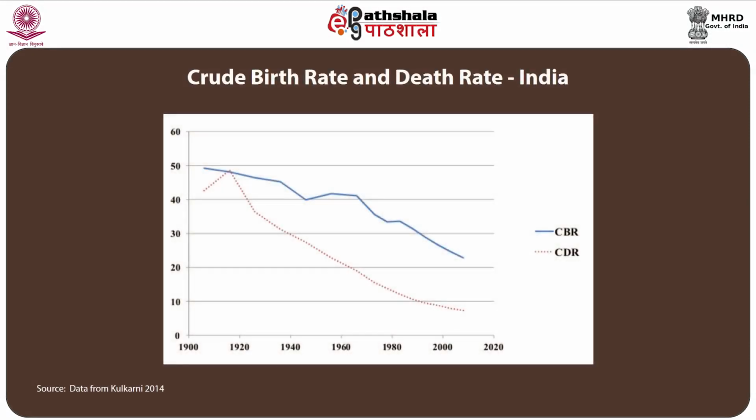This is the depiction of the crude birth rate and crude death rate in India. The difference between these two shows the population growth, or natural growth rate, in the country. If you look at the 1920s, the crude birth rate and crude death rate in the country were nearly equal, and the population growth in such a situation would have been nearly 0.